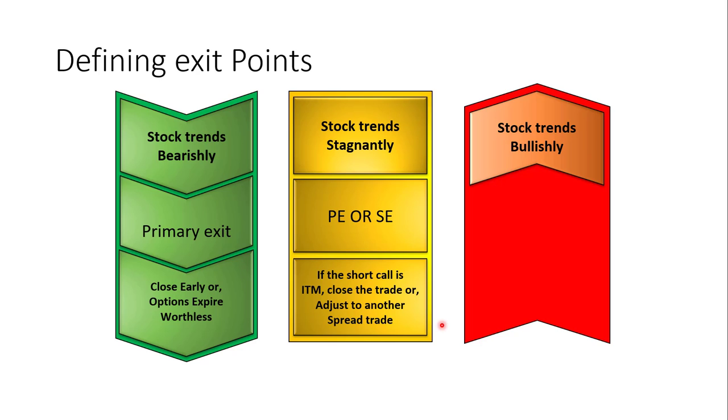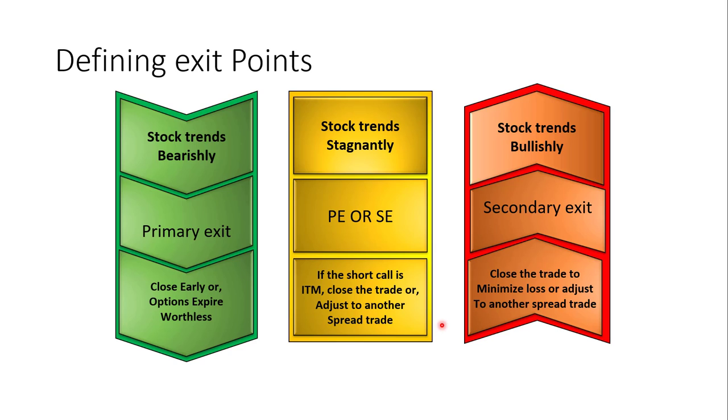The worst trend, or the trend that does not work for this bull or bear call, is a bullish trend. You start to climb in price above your short call. Well, your secondary exit comes into play. Either take partial profits or exit the trade at a percentage loss from the credit you received. Another alternative would be to adjust this into another type of spread trade.